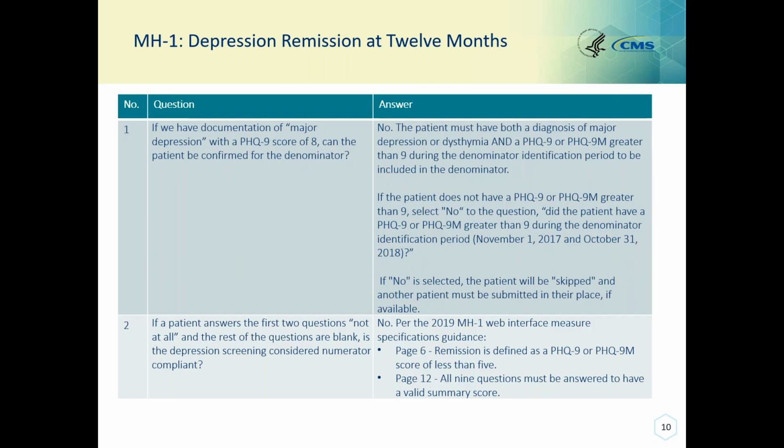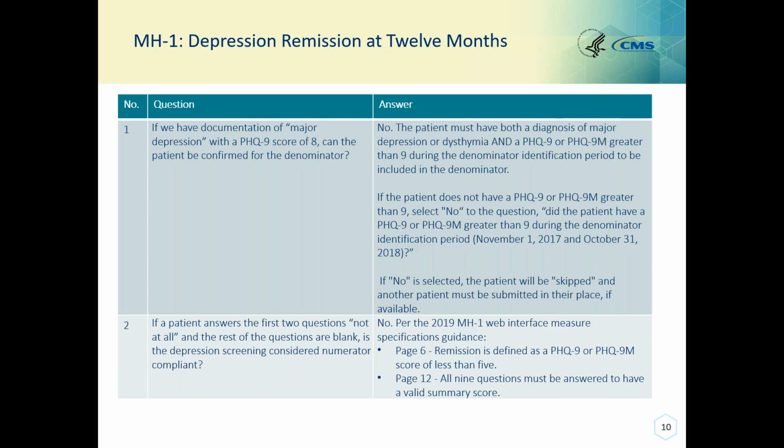The next question is for the MH1 depression remission at 12 months measure. If we have documentation of major depression with a PHQ-9 score of 8, can the patient be confirmed for the denominator? The answer is no. The patient must have both a diagnosis of major depression or dysthymia and a PHQ-9 or PHQ-9M greater than 9 during the denominator identification period to be included in the denominator.